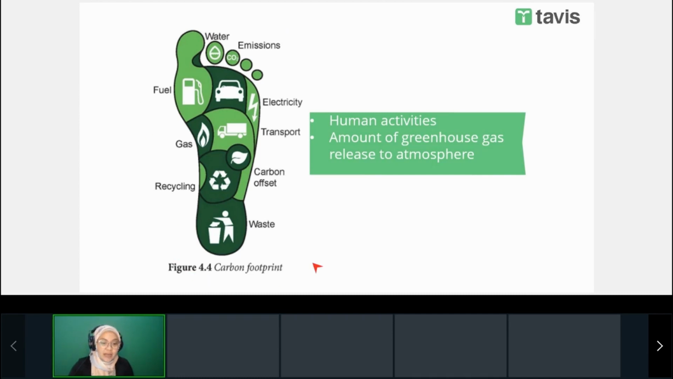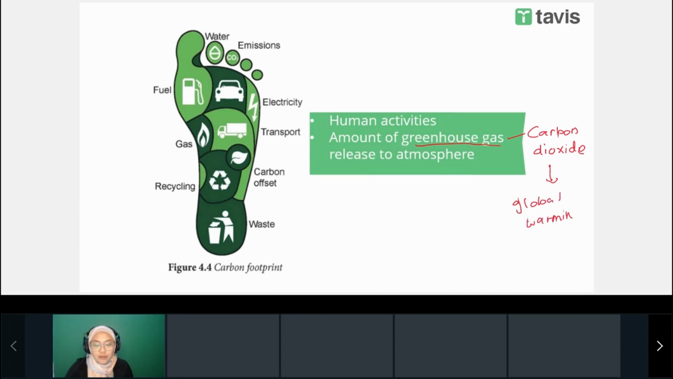This picture on your left is a carbon footprint. What is a carbon footprint? Carbon footprint is all about human activities, any human activities that release greenhouse gases. The greenhouse gas that you should remember is carbon dioxide. Greenhouse gases cause global warming.